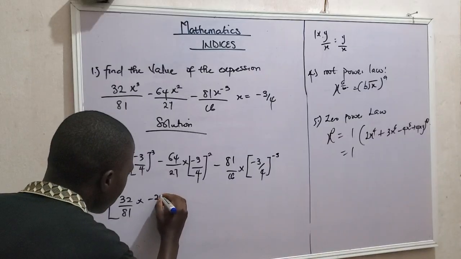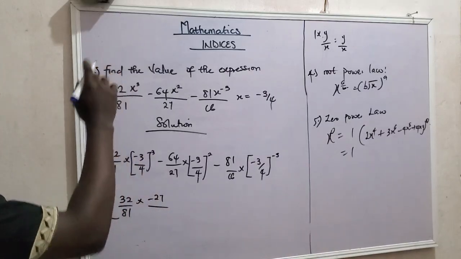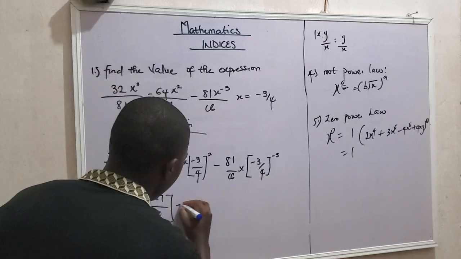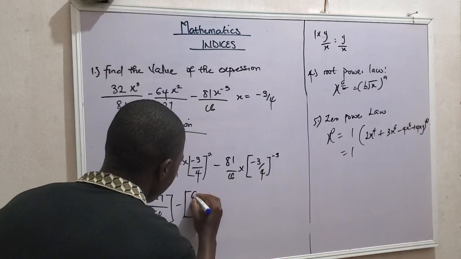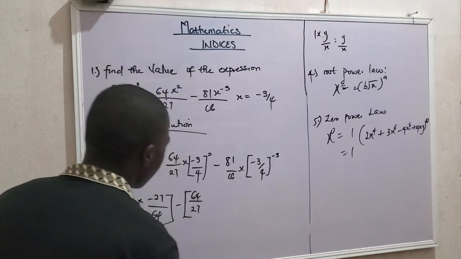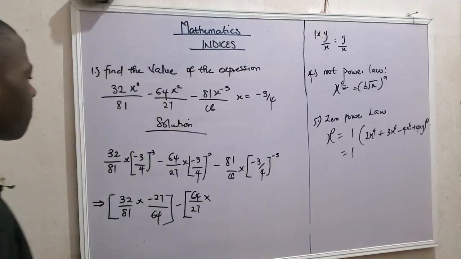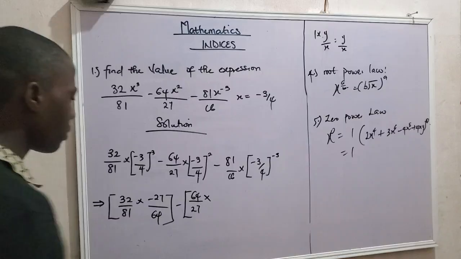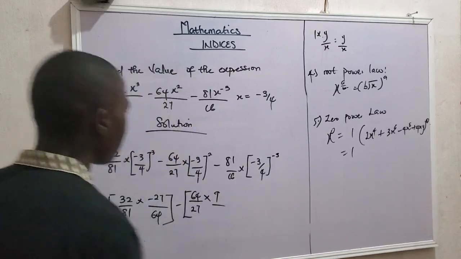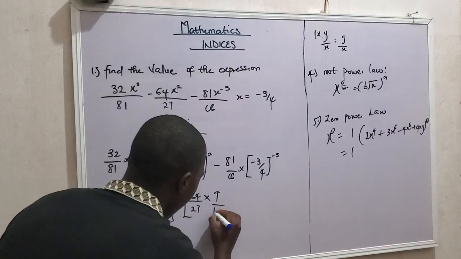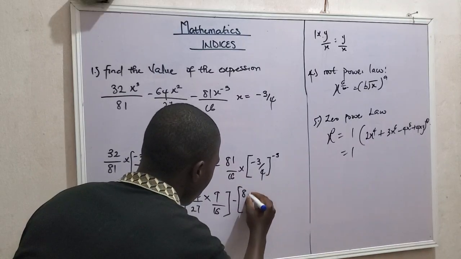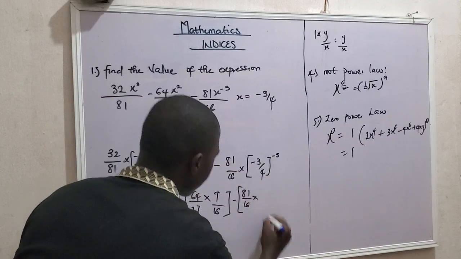So negative 27 all over 4 to the power of 3 gives us 64. Minus, let's open another bracket, 64 all over 27 times, as I told you earlier, negative 3 to the power of 2 gives us positive 9, and then 4 to the power of 2 gives us 16. So minus 81 all over 16 times.